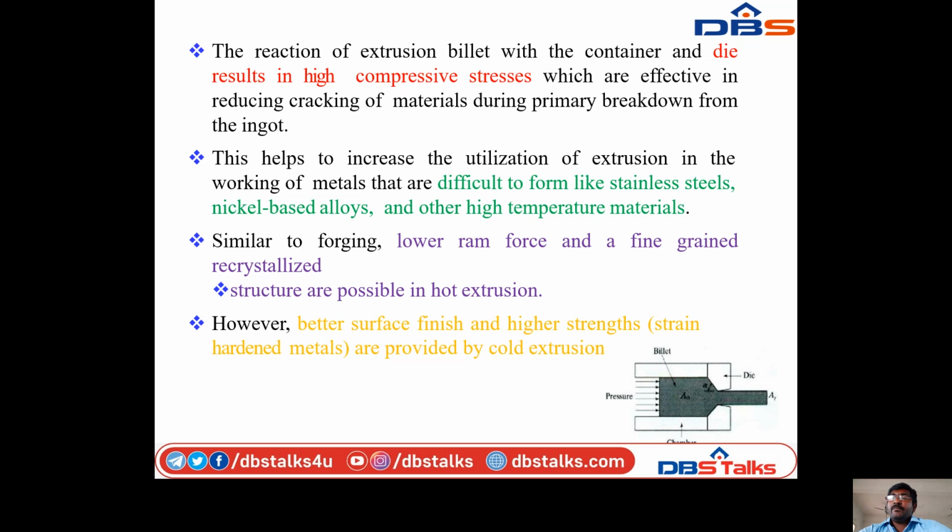Similar to forging, low ram force and a fine grained recrystallized structure are possible in hot extrusion. However, better surface finish and higher strength of work hardened metals are provided by cold extrusion.